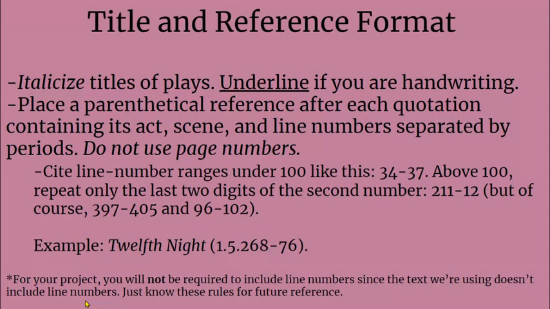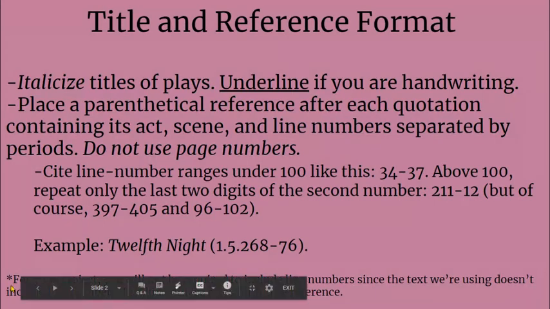Now, if you have an extra digit in there or you're going over into another 100, then of course you need to include that, like 397 through 405 or 96 through 102. We have to indicate that we're moving into a different group of 100. All right, so if you were to do it, here's what it would look like. Twelfth Night, that is a title of a play. All right, so if I was quoting from it, this would be Act 1. That's what the 1 is for. Scene 5, and then my lines that I'm quoting from are 268 through 76. And you can see I dropped that 2 in the second number.